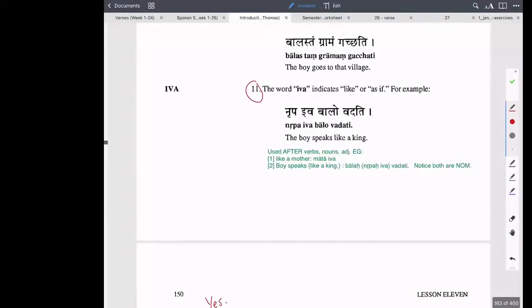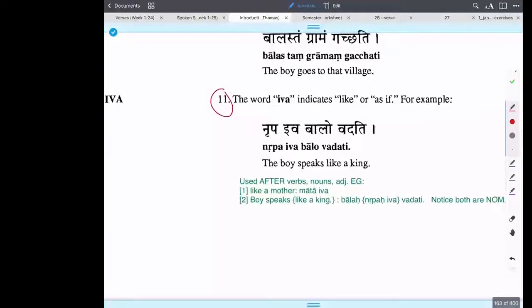Okay, new word, very fancy word is Iva. Repeat Iva 5 times. Iva, Iva, Iva. Okay, what is Iva? It means like, as in, the boy speaks like a king.